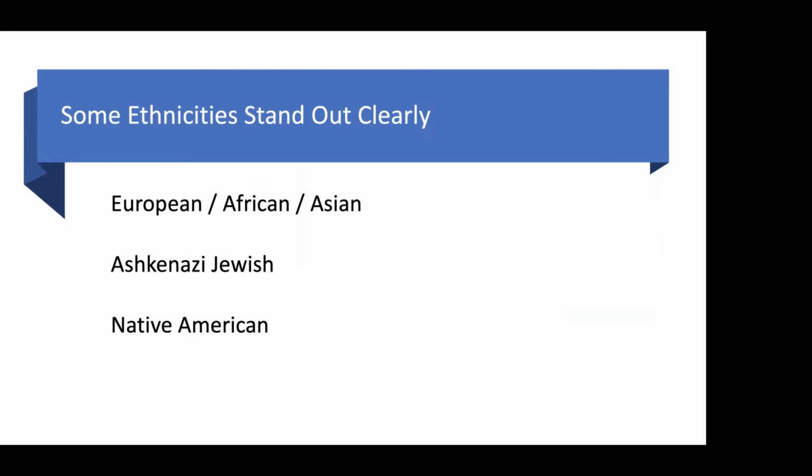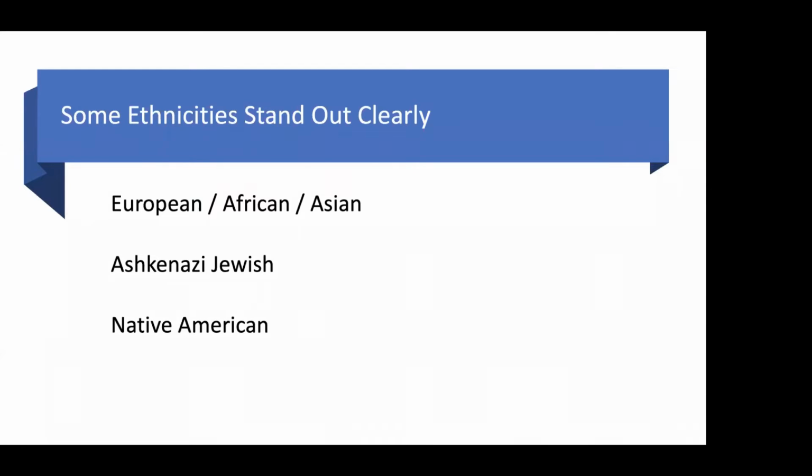Some ethnicities do stand out clearly. The basic distinction among European, African, and Asian is obvious because those original migrations out of Africa go back hundreds of thousands of years. It's when we try to break down those continents into modern day countries that things get fuzzy.